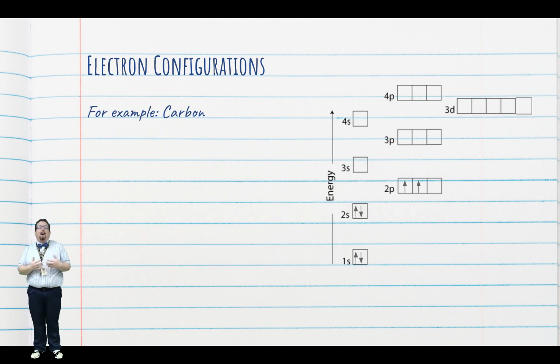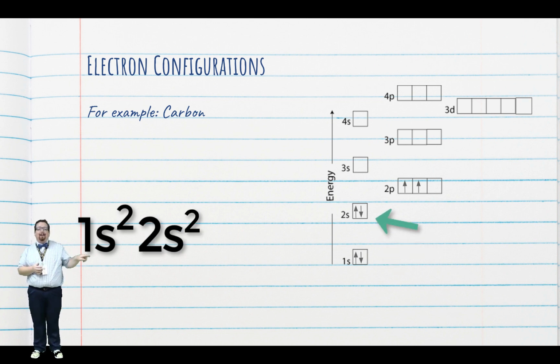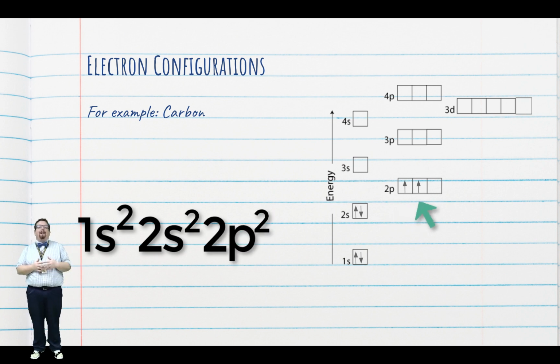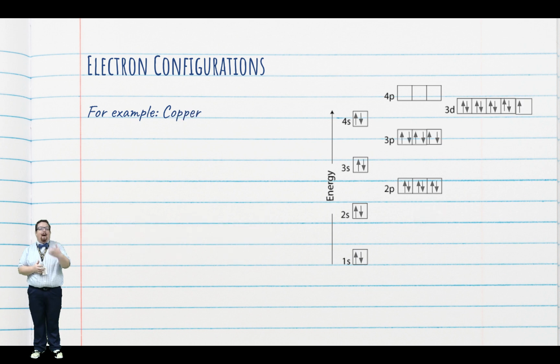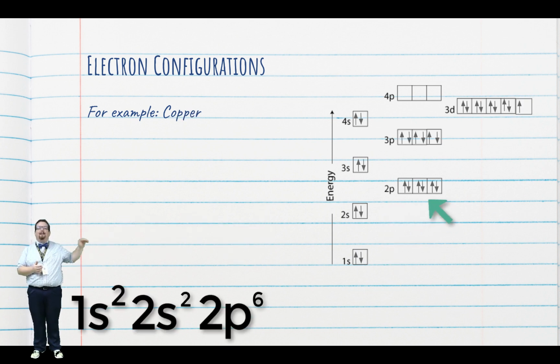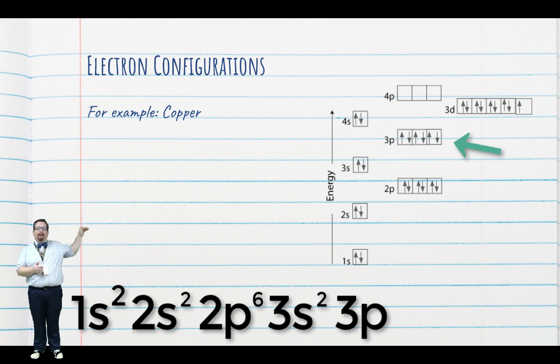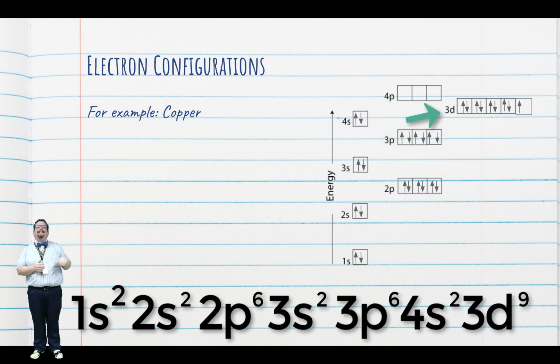So let's go back to our carbon example. To write out the electron configuration, we'd start at the bottom and write our principal energy level 1, followed by the sublevel s and a superscript 2 because there are 2 electrons in that orbital. Then we go to 2s2 and then 2p2. This is the electron configuration for carbon. For copper, we do the same thing. It'd be 1s2, 2s2, 2p6, 3s2, 3p6, 4s2, then 3d9.